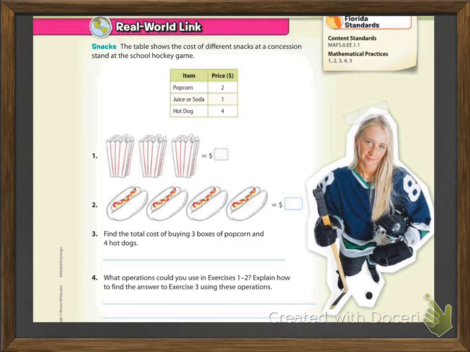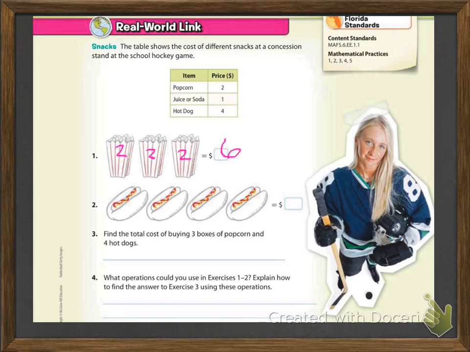All right, this first problem under the real world link says the table shows the cost of different snacks at a concession stand at the school hockey game. So you see that popcorn is $2, juice or soda is $1, and hot dogs are $4. So the first picture is basically asking you how much would it cost for 3 buckets of popcorn. So you can just write a little 2, a little 2, and a little 2 here so that you can kind of in your mind go, okay, that should be $6. Perfect.